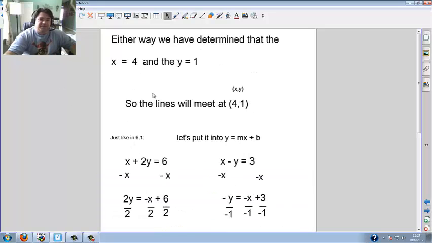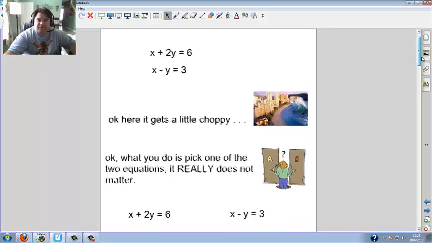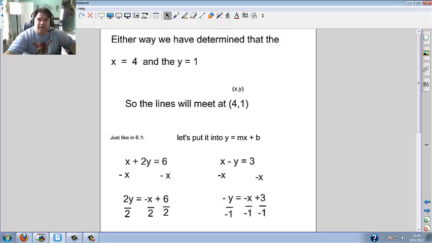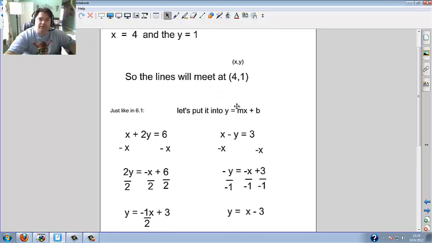Alright. Now either way, we've determined that the x equals 4 and the y equals 1 from the last example. If you notice down here, that x is 4 and y was 1. Therefore, the lines are going to meet at 4, 1. Now if that's true, I plug them both in. I plug the 4 in where the x is and the 1 where the y is.